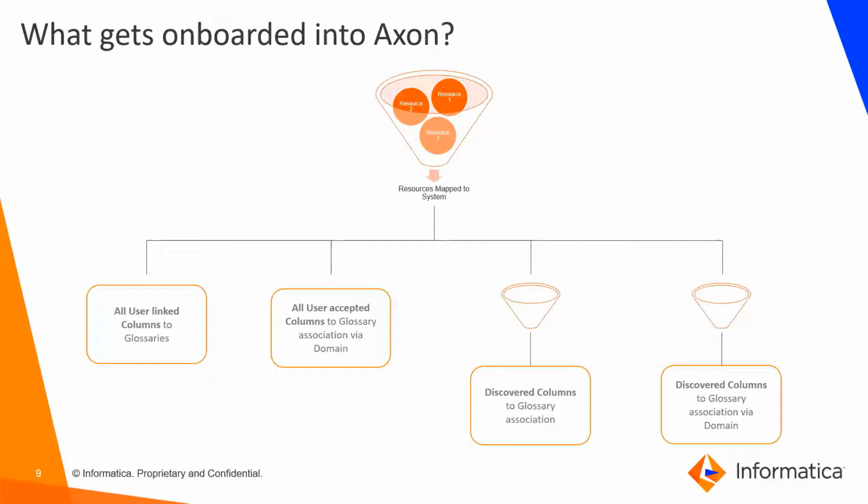And the last one is probably the most compelling one, where the columns have been discovered to glossary association via data domain. This is where you will bring in a lot of automation into play, and no user will be allowed here. You will allow the tool to take control, and these are the two.